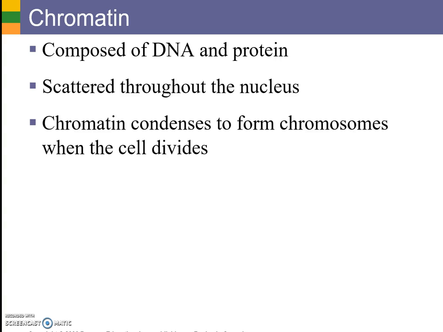Again, the chromatin is just basically the unwound DNA and protein, and it's found all throughout. And of course, most people have heard of chromosomes, but what they may not realize is that the chromatin is the DNA, and it winds up using proteins and some other chemicals to form chromosomes so that the DNA can be divided into two cells, and both cells can have the same amount of chromosomes and DNA.